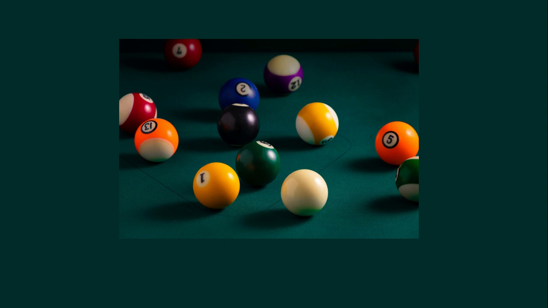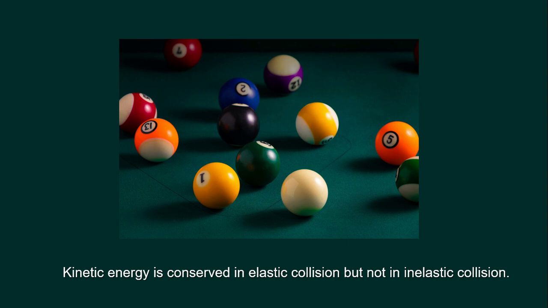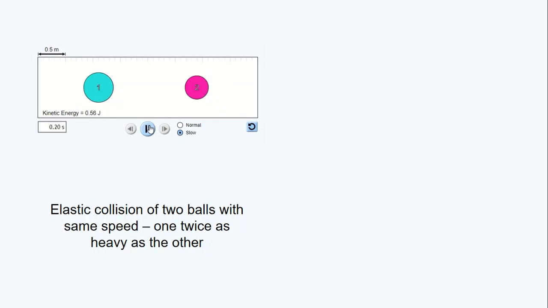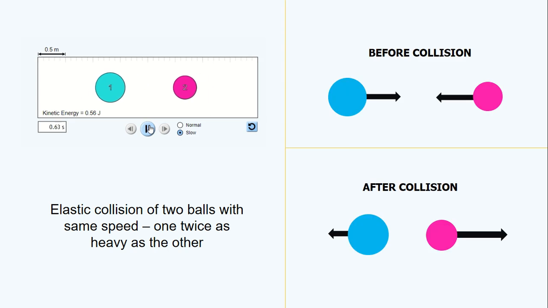To prove this, we are going to look at three different simulations. In the first one, the blue is double the mass of the pink one, but both are moving at the same speed. We can see that after the collision, the blue ball moves slower while the pink ball became faster. The kinetic energy remains the same, 0.56 joules.